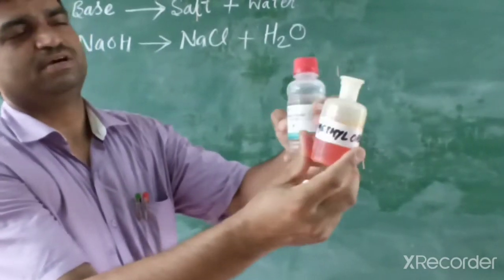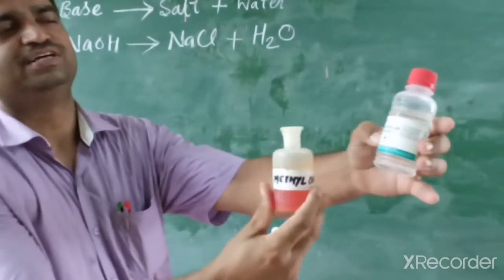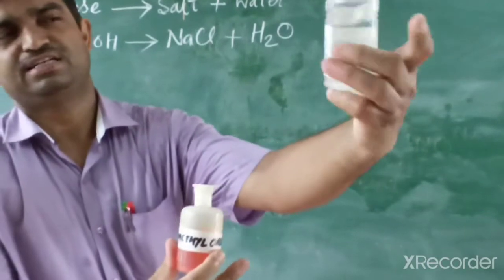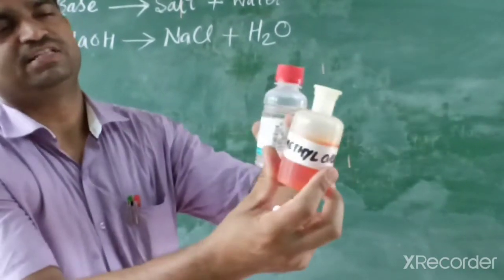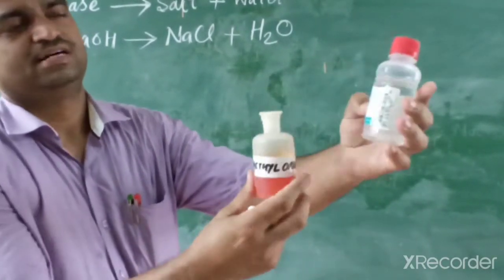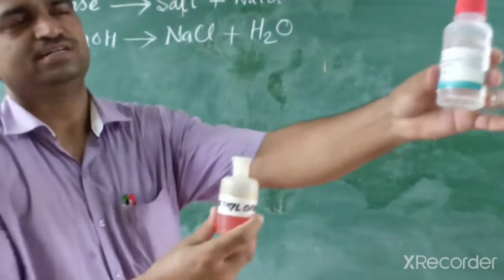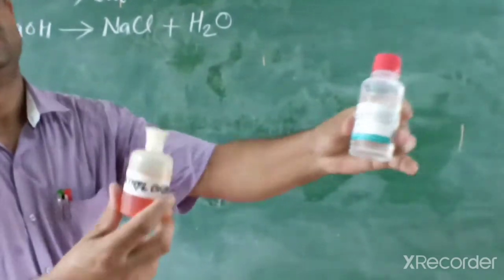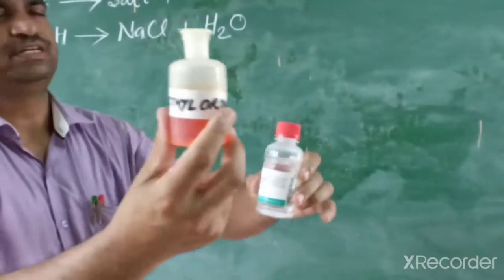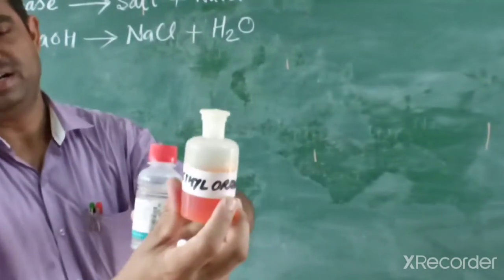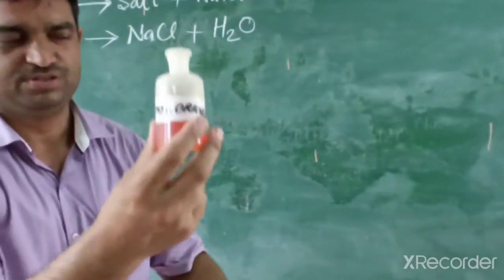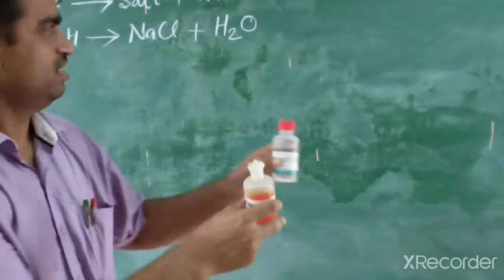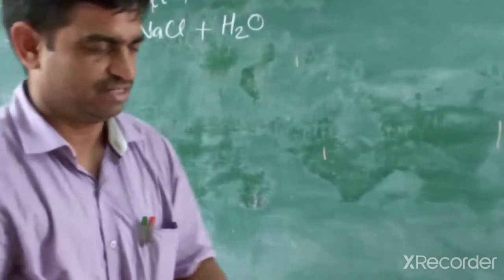One indicator is methyl orange, the other is phenolphthalein. Phenolphthalein is a colorless solution, and methyl orange has an orange color. Their color also changes: in acid, phenolphthalein remains colorless, and in base it changes into pink color. Methyl orange, when you mix it in acid, changes into red color, and in base it changes into yellow color. So we have already studied these indicators.